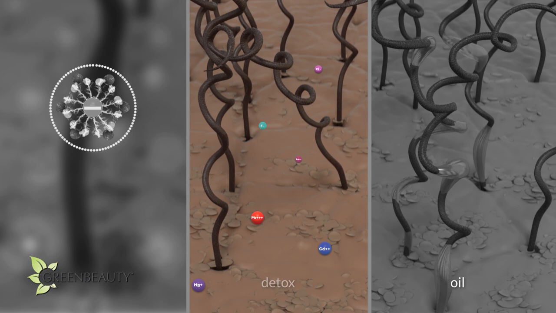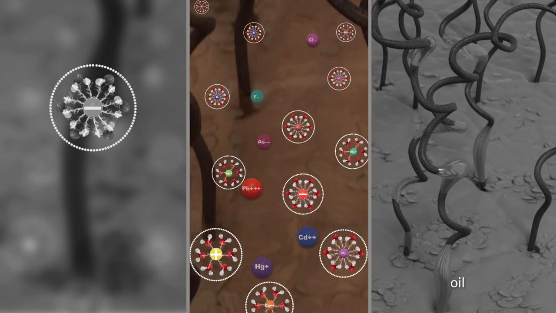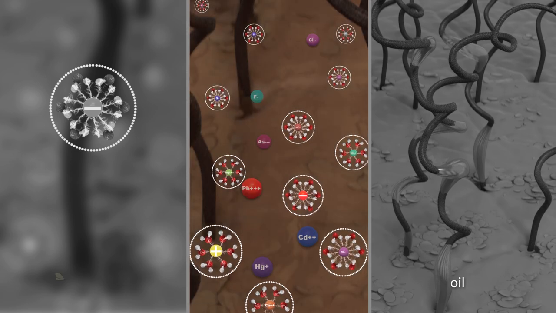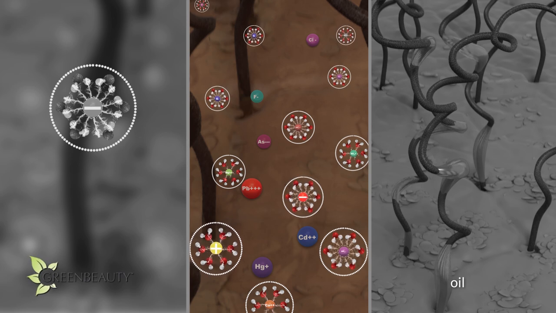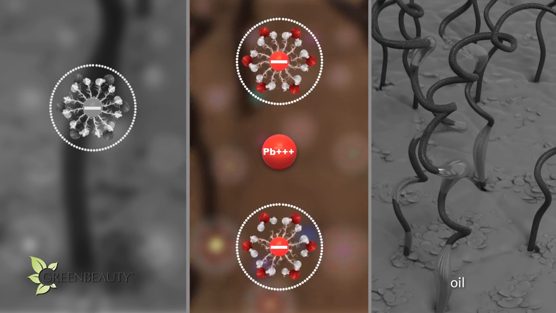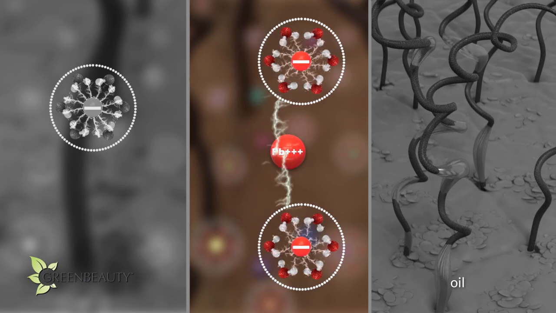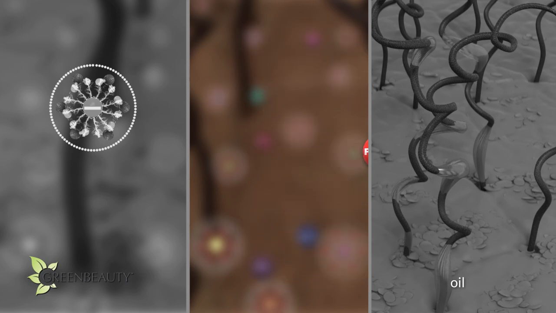To detox your hair is the act of removing actual toxins from your hair. Clays are also really good at this. They remove toxins and heavy metals like lead, mercury, arsenic, fluoride, and even chlorine from your hair in two main ways. One, depending on what electrical charge the toxin has, a hydration sphere with an opposite charge can stick to it like a magnet and drag it out when you wash out the clay.